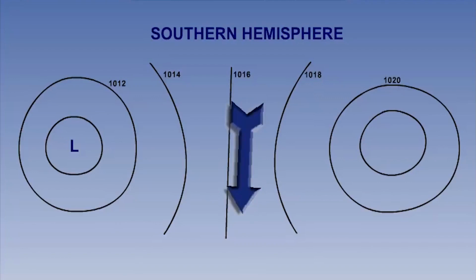In the southern hemisphere, the law is applied differently. This time, with your back to the wind, the low pressure is to your right. So, in this example, the wind will be blowing from the north to the south, a northerly wind. So to confirm the direction of the geostrophic wind, you must remember how Buys-Ballot's law applies to both hemispheres.